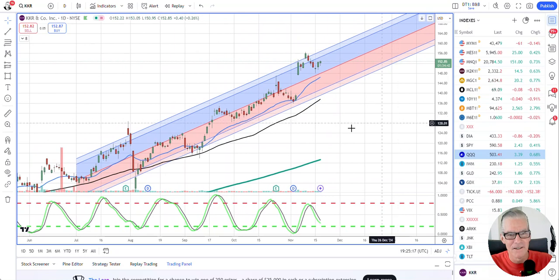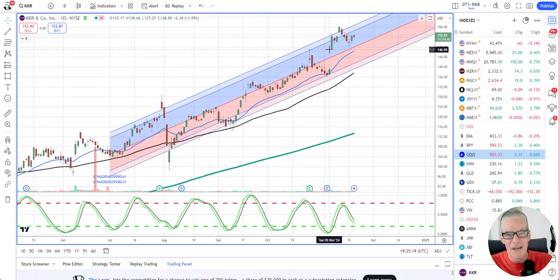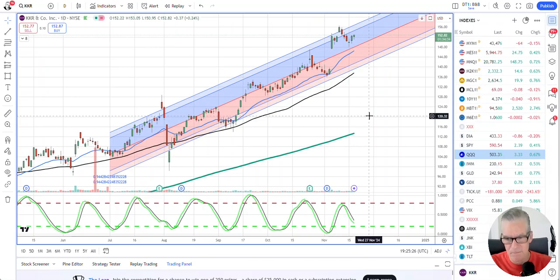Here's KKR. There it is itself. Here's your gap up, and that was not on earnings. That was on the election last week. Clearly, people trading this stock love the fact that the election came out in a certain way, and I think we all can breathe a sigh of relief that it came out smoothly.